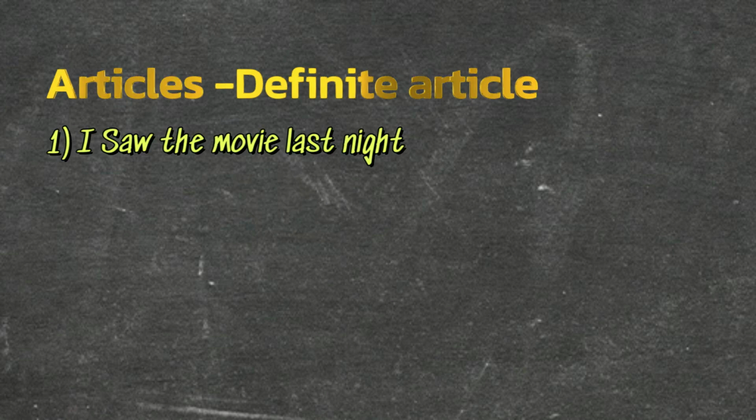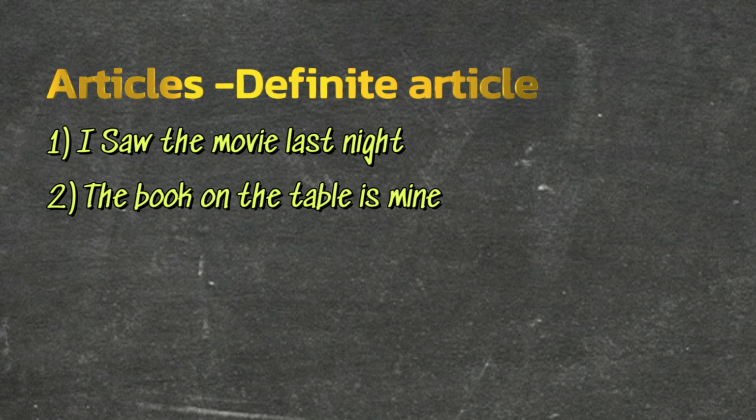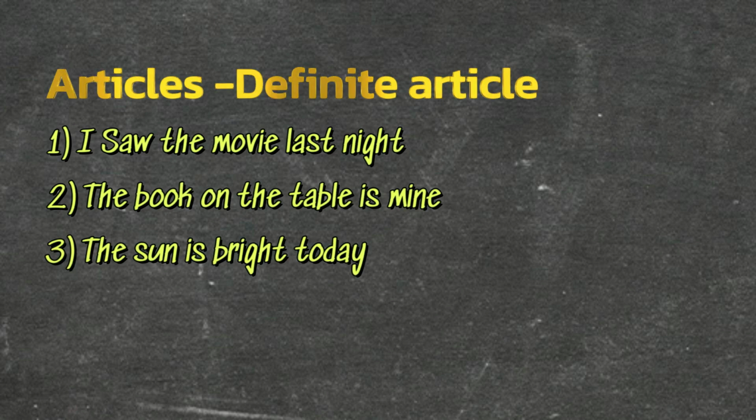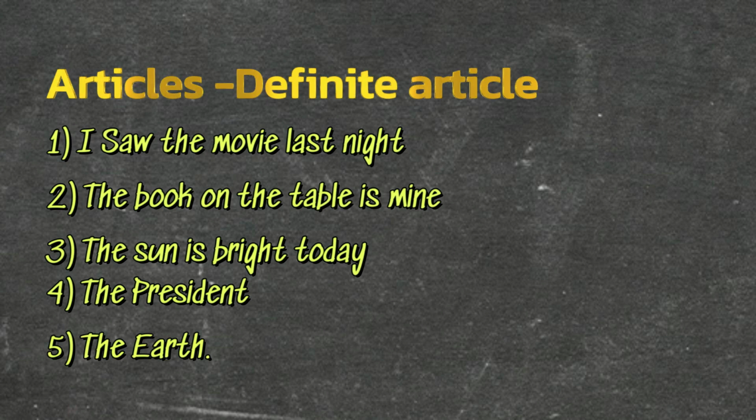Next, definite article. The definite article the is used to refer to specific items or people that both the speaker and listener know about. For example, I saw the movie last night. The book on the table is mine. The sun is bright today. It can also be used with unique nouns like the president and the earth.